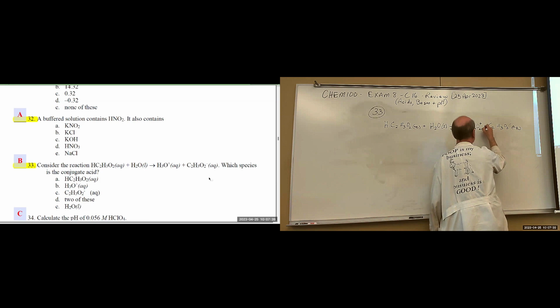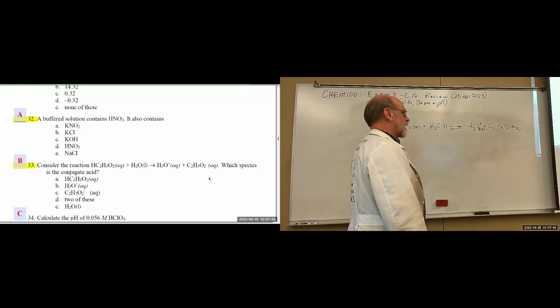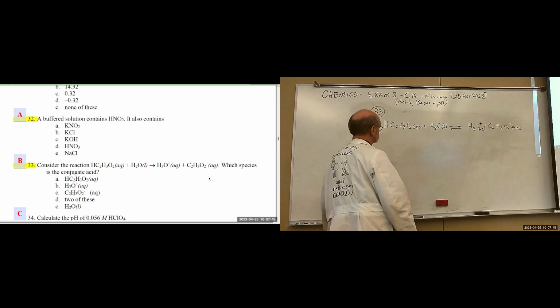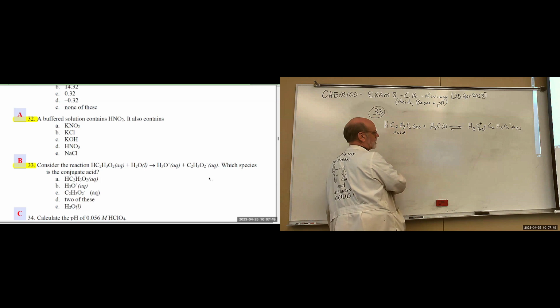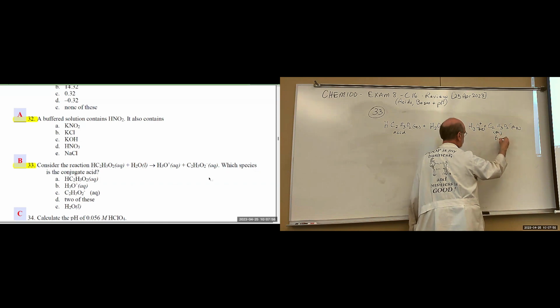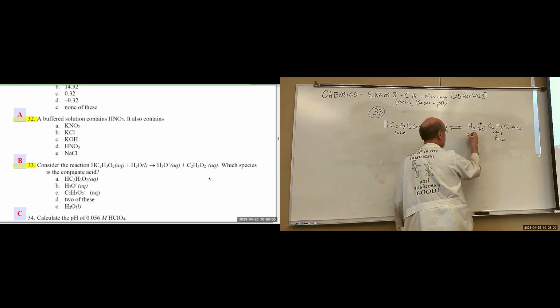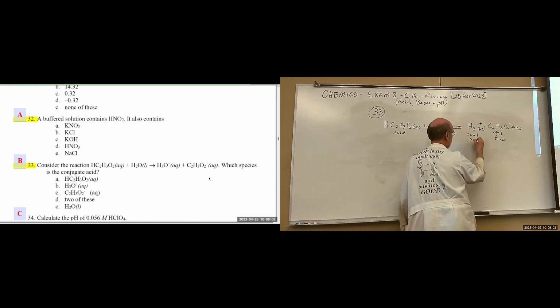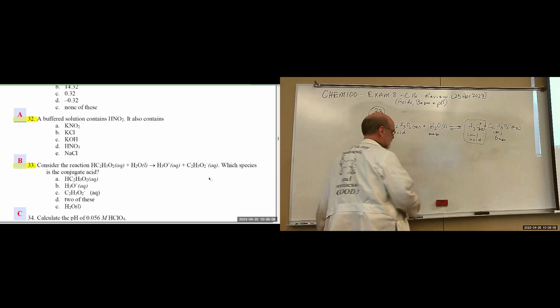This is aqueous. Okay. Which species is the conjugate acid? Well, this is the acid, right? So it can't be this one. This is the conjugate base. That makes this the base, and this is the conjugate acid. Okay. That's why B is the answer.